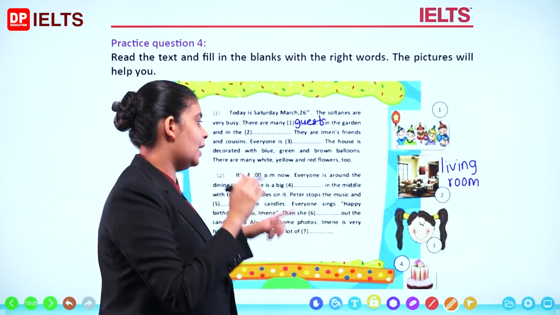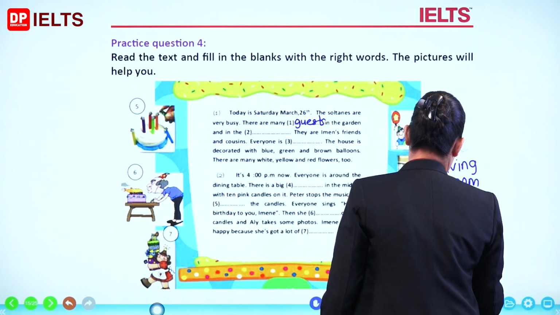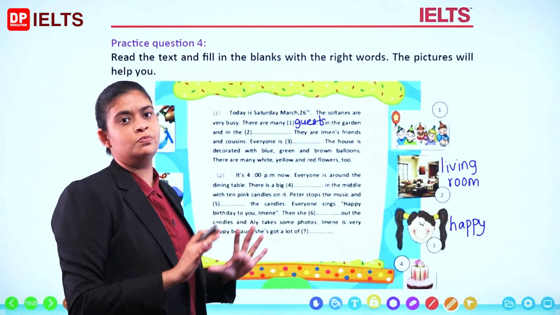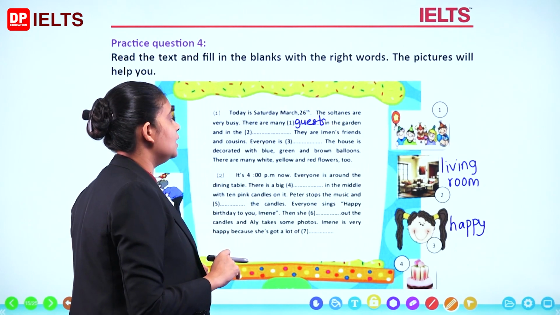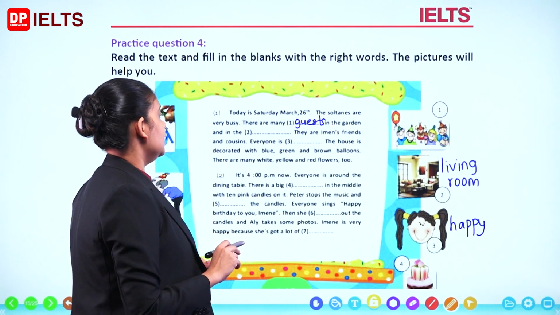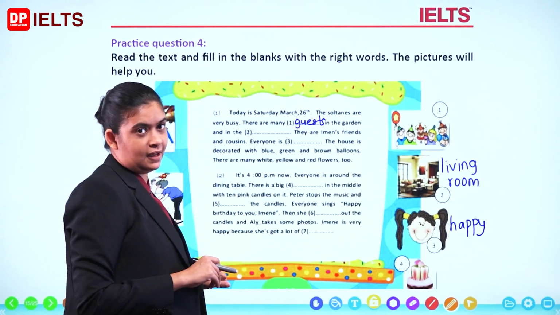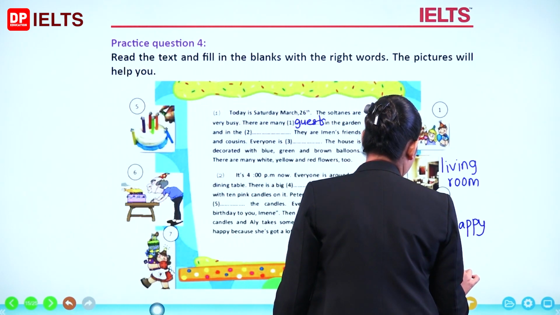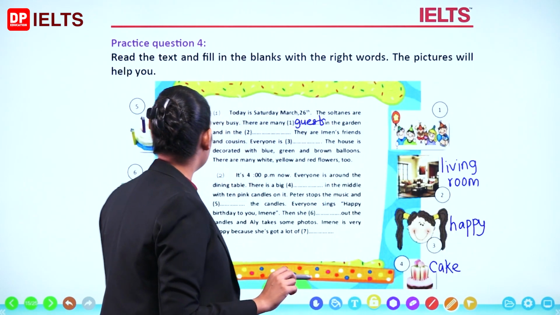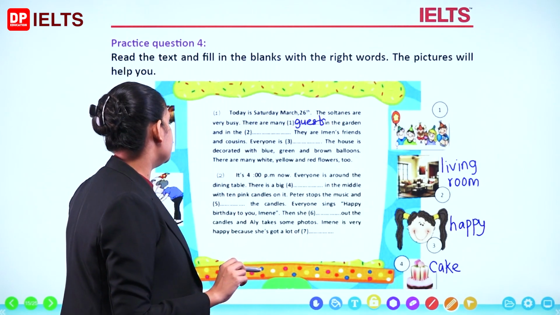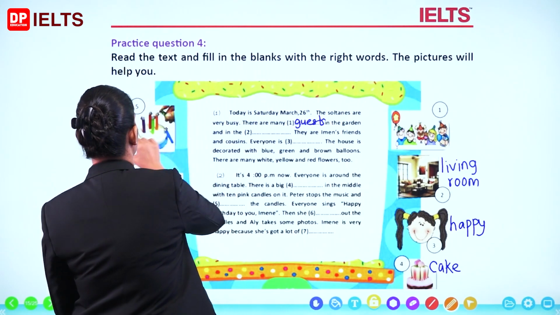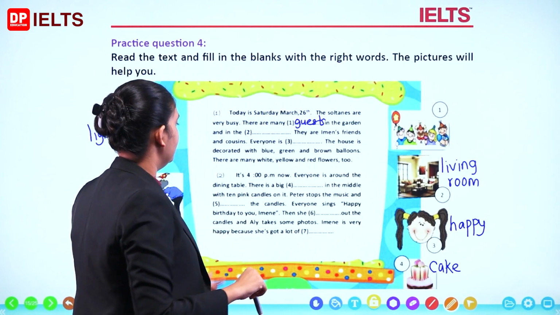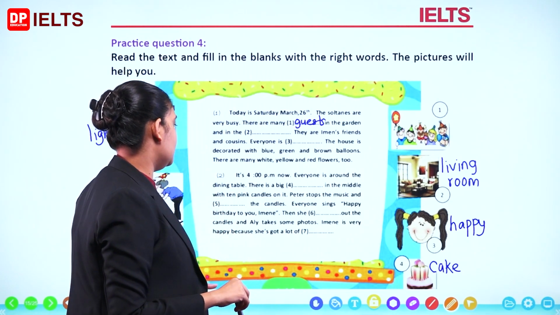Everyone is happy. The house is decorated with blue, green, brown balloons. There are many white, yellow and red flowers too. It's 4 p.m. Everyone is around the dining table. There is a big cake in the middle with 10 pink candles on it. Peter stops the music and lights the candles. මොකද ඒක පත්තු කරන්න එපැයි. Everyone sings happy birthday to you, Imen.